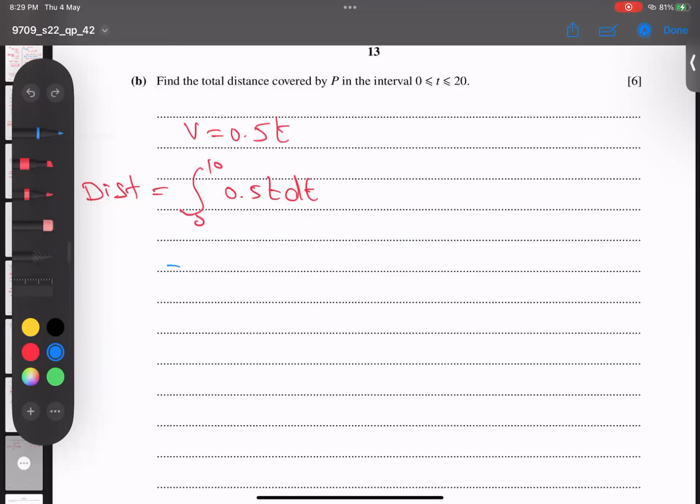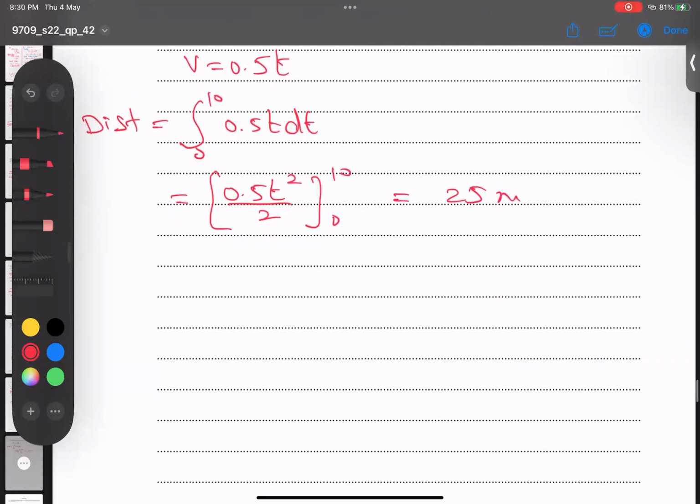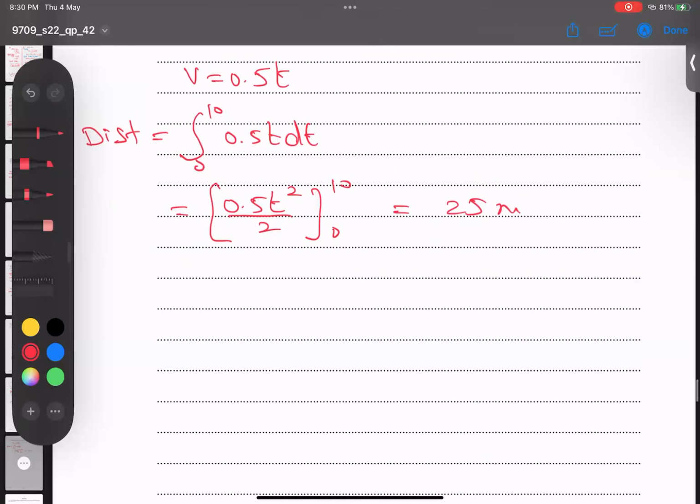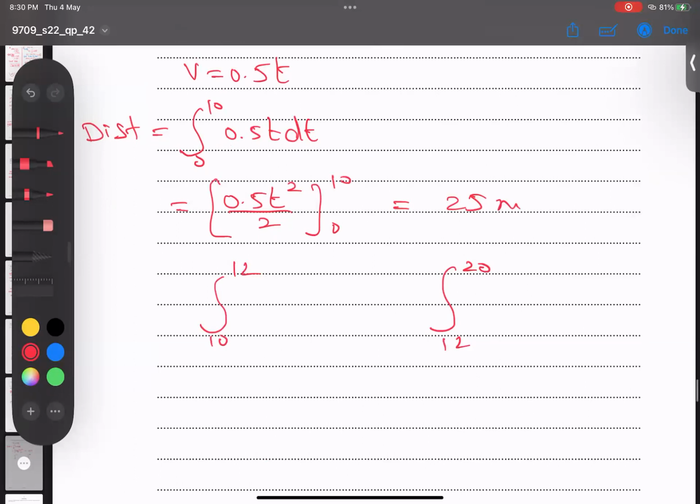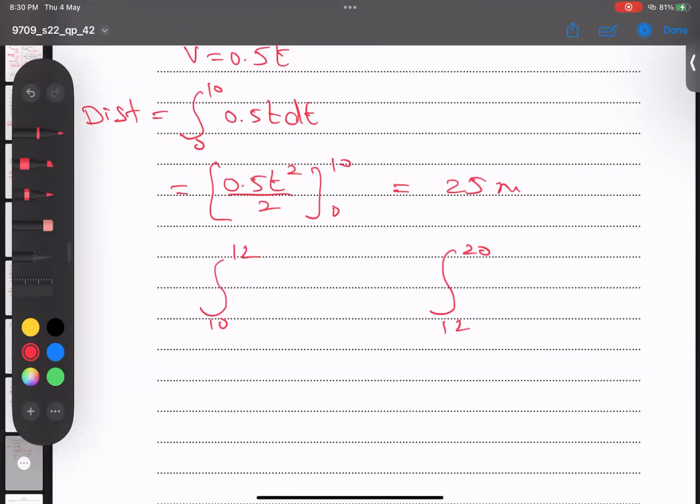So what is the situation? Integrate 0.5 t: increase the power by 1, divide by the same, and the limit is 0 to 10. When I plug in the upper limit, 10 squared is 100, so I get 25 meters. So this is done. This is 0 to 10. But now I talk about the other distance: 10 to 12 separately and 12 to 20 separately. These I will find separately. And then I can get the answer easily.